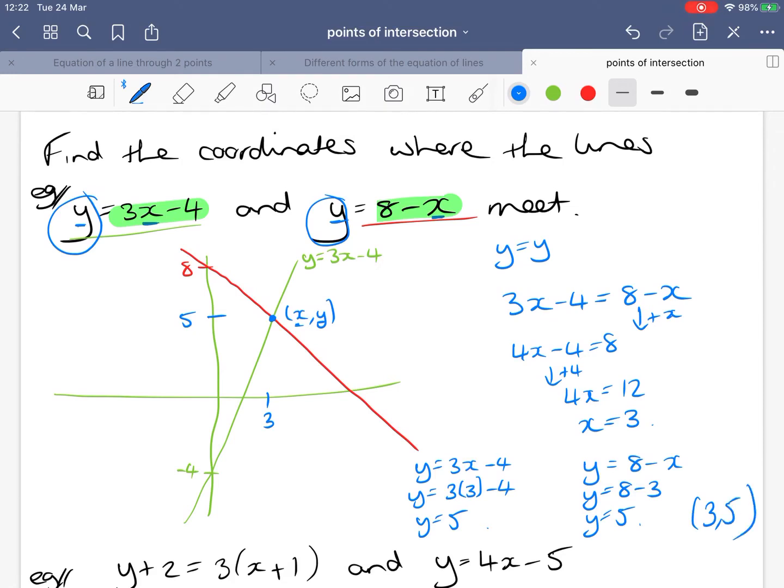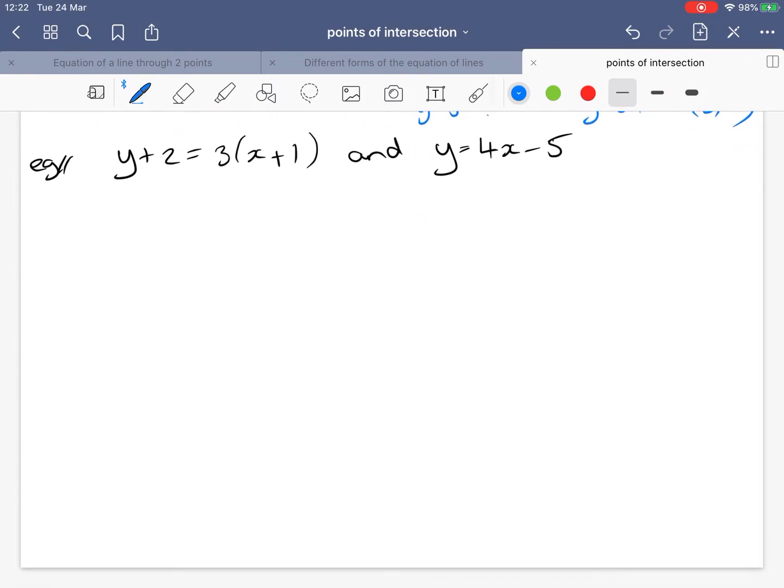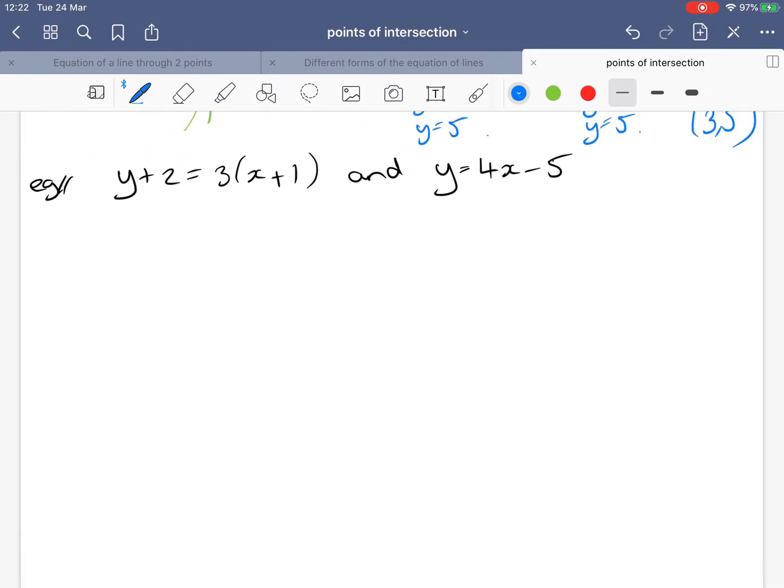Okay. Now these were both in the y equals mx plus c form. But obviously you can get situations where you might be in different forms. So we might have one in the y equals mx plus c form over here, and we've got another one that's in its gradient point form. With this one, it's a bit tricky to make the y's equal to each other. But the same statement is true.